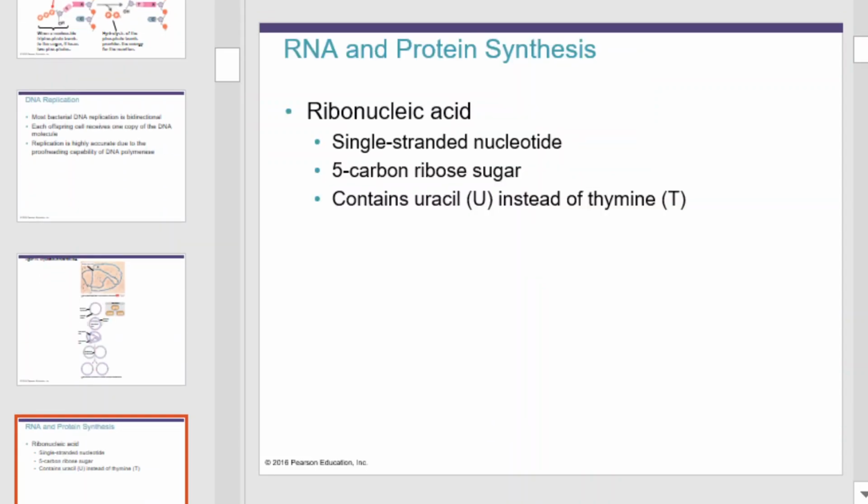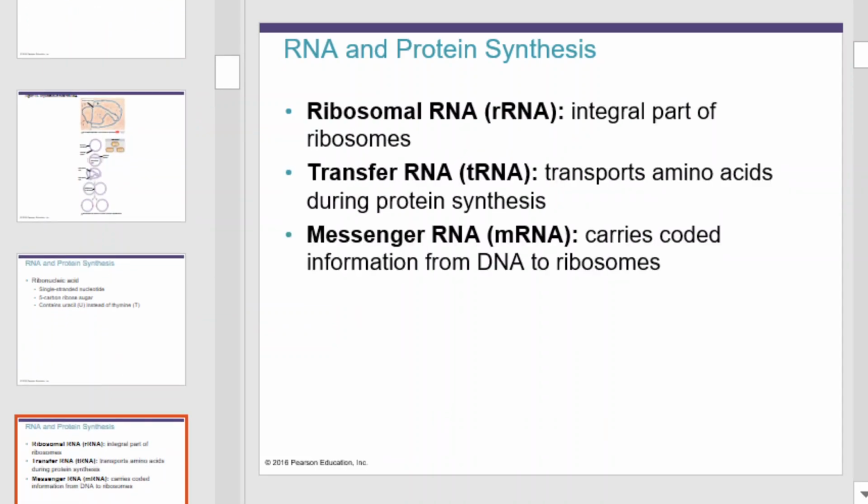RNA and Protein Synthesis. RNA is ribonucleic acid. It is a single-stranded nucleotide with a 5-carbon ribose sugar. It contains uracil instead of thymine in its base structure. There are multiple forms of RNA to consider. Ribosomal RNA, or rRNA, is an integral part of a ribosome. Transfer RNA, or tRNA, transports amino acids during protein synthesis. Messenger RNA, or mRNA, carries coded information from DNA to ribosomes.